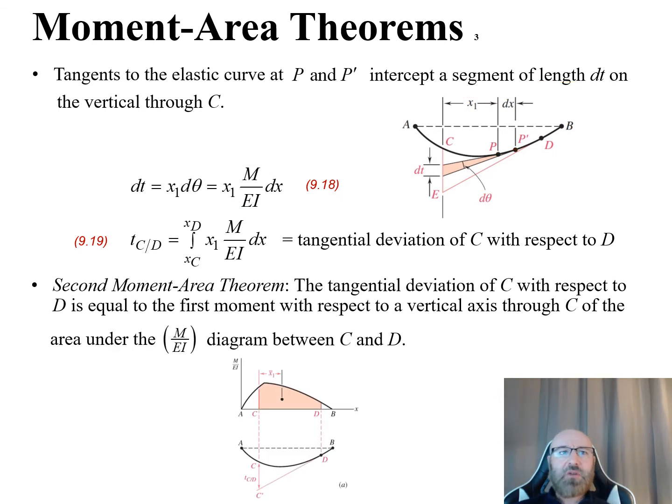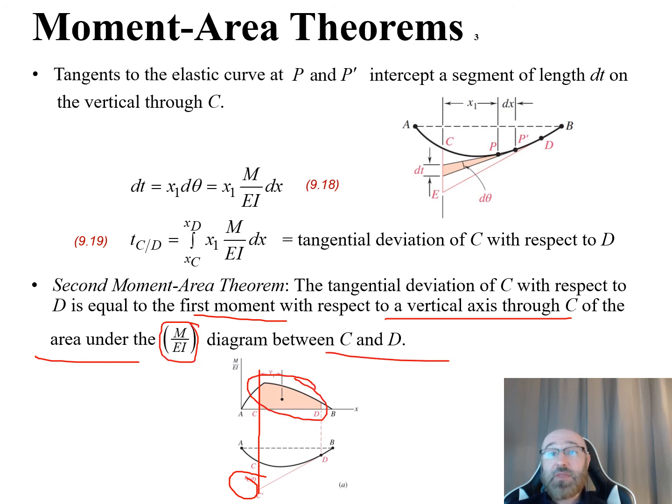Now we also have an expression in equation 9.19 for our tangential deviation of C with respect to D. This is our t of C slash D, which we can see down here in this diagram that we saw before. And this is equal to the integral from xC to xD of this expression from equation 9.18, which is x1 times M over EI dx. Now from our second moment area theorem, the tangential deviation of C with respect to D is equal to the first moment with respect to a vertical axis through C of the area under this M over EI diagram between C and D. So that's that shaded area right there.